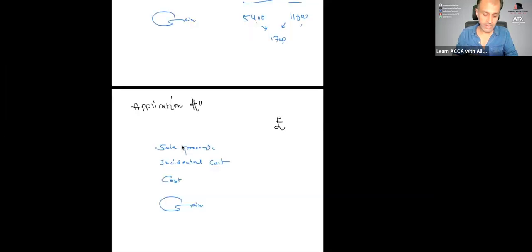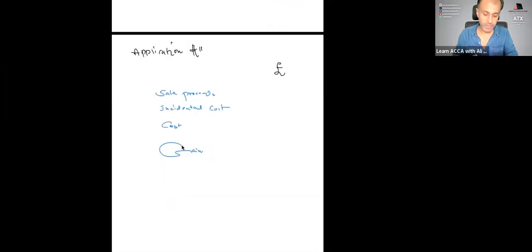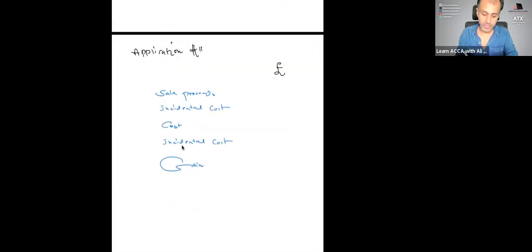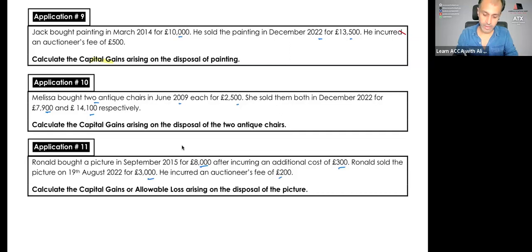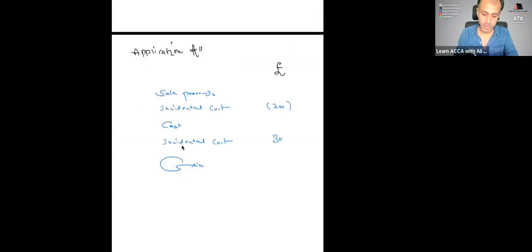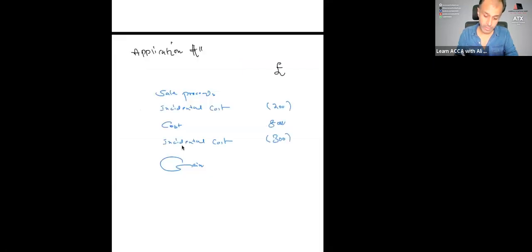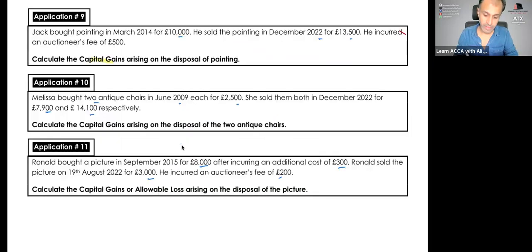So we have incidental costs coming our way, even for the cost of acquisition. So I'll have to make room for it over here. The incidental cost in relation to the sale is £200, and in relation to the acquisition, it's £300. The cost of acquisition is £8,000, while the proceeds of the disposal are £3,000.